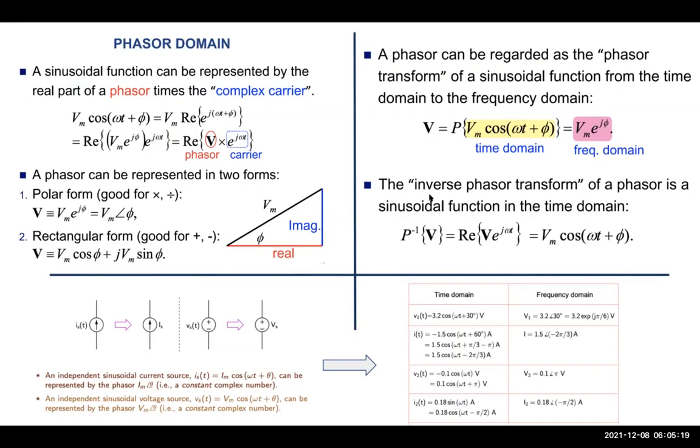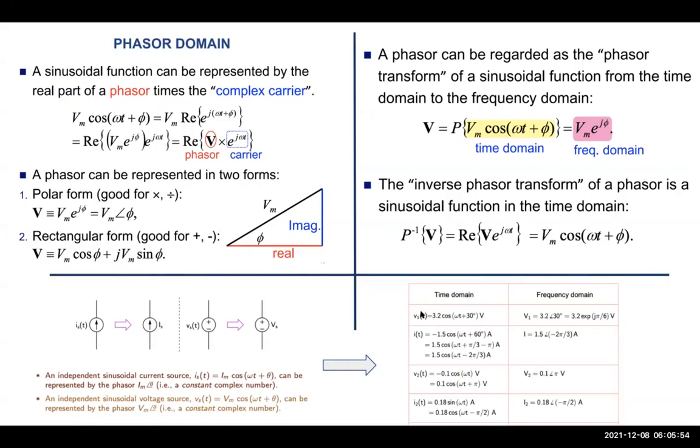If you want to switch back to the time domain from the frequency domain, we can take the amplitude and put it at the beginning of the time domain signal. We get the phase, write it next to the omega t, and put cosine at the beginning, and it is now again back in time domain. So any current signals or voltage signals can be represented in phasor domain.